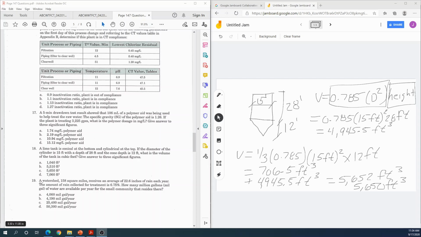A watershed 158 square miles receives an average of 22.6 inches of rain each year. The amount of rain collected for treatment is 6.75%. How many million gallons of water are available per year for the small community that resides there?